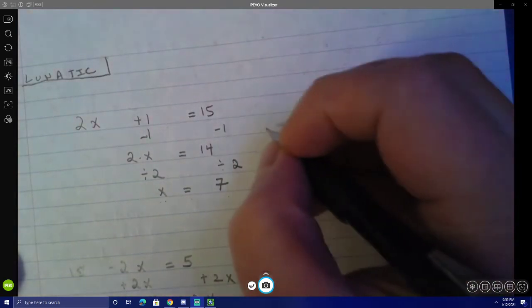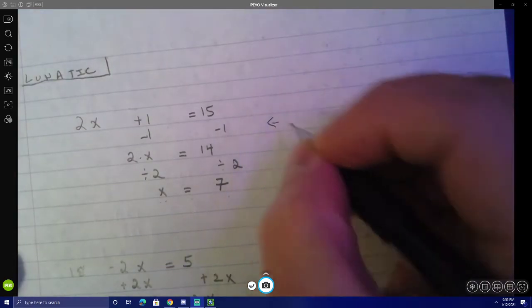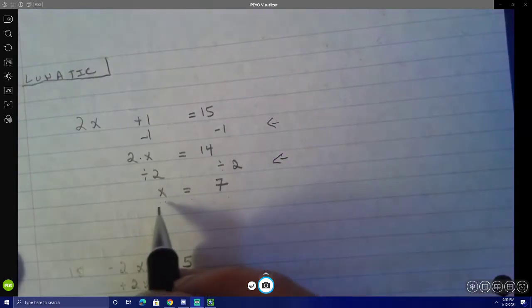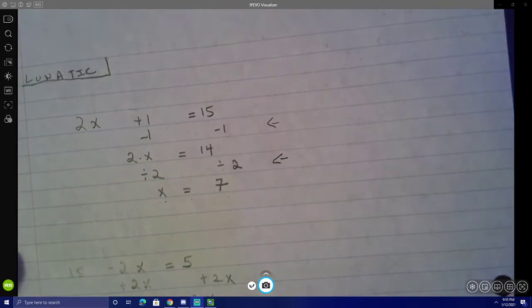So the one thing I do want to point out is that this is a two-step problem. Here was the first step, and here is the second step to solve for my value of x.